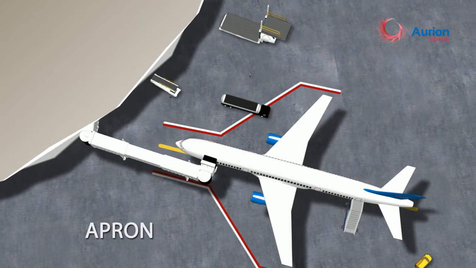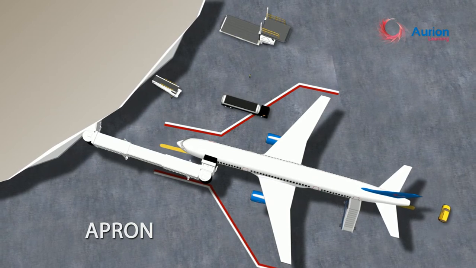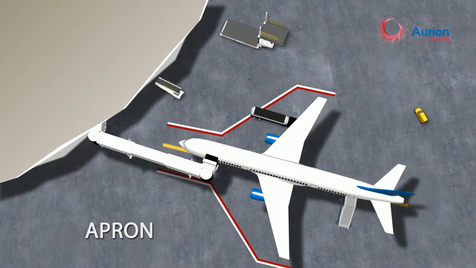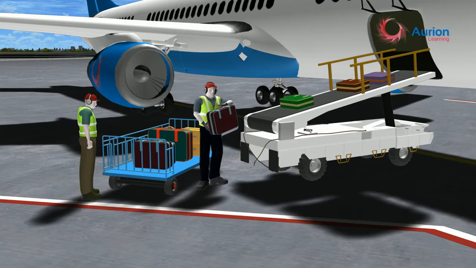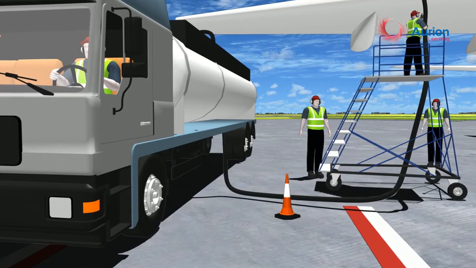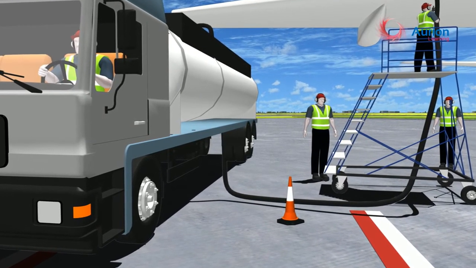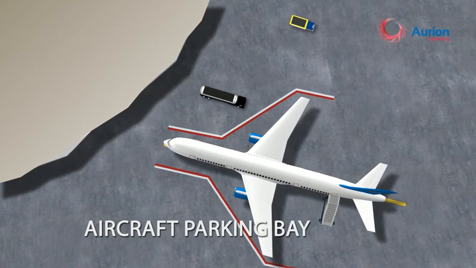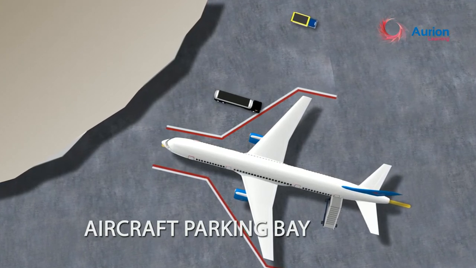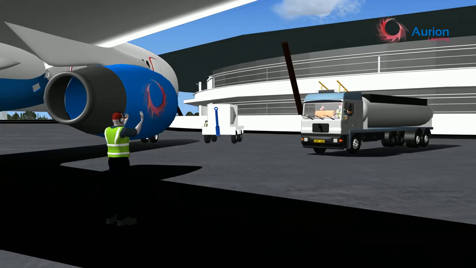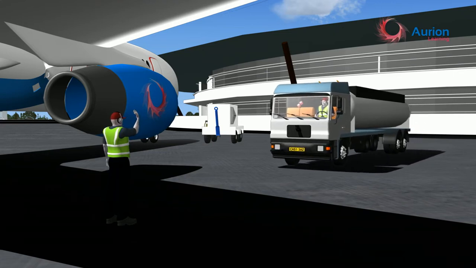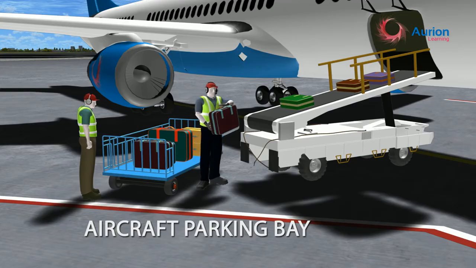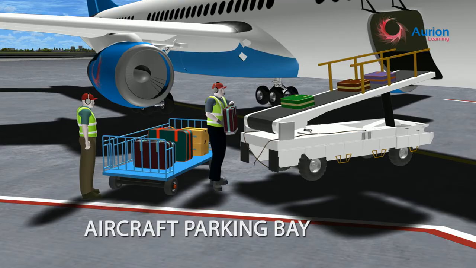The apron, commonly known as the ramp, is that part of an airport which is used for parking of aircrafts, embarking and disembarking of passengers, loading and unloading of baggage and refueling of the aircraft. The aircraft parking bay is that area on the apron on which an aircraft is parked during ground halt. It is also the area where the aircraft is serviced and refueled, passengers embark and disembark from the aircraft, and cargo or baggage is loaded and unloaded.